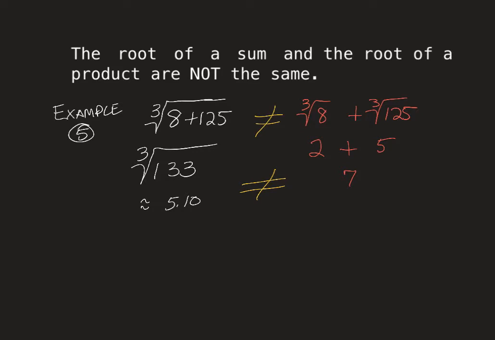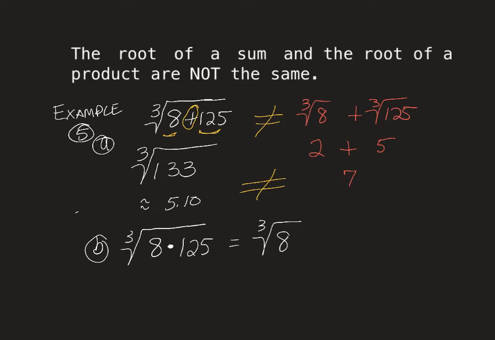Okay? And the reason for that is there is an addition there. If it were a subtraction, the same thing would be true. You have two terms under the radical. However, let's call that bad example A. Okay, here's the good example. If you have the cubed root of 8 times 125, then you can break them apart: the cubed root of 8 times the cubed root of 125.